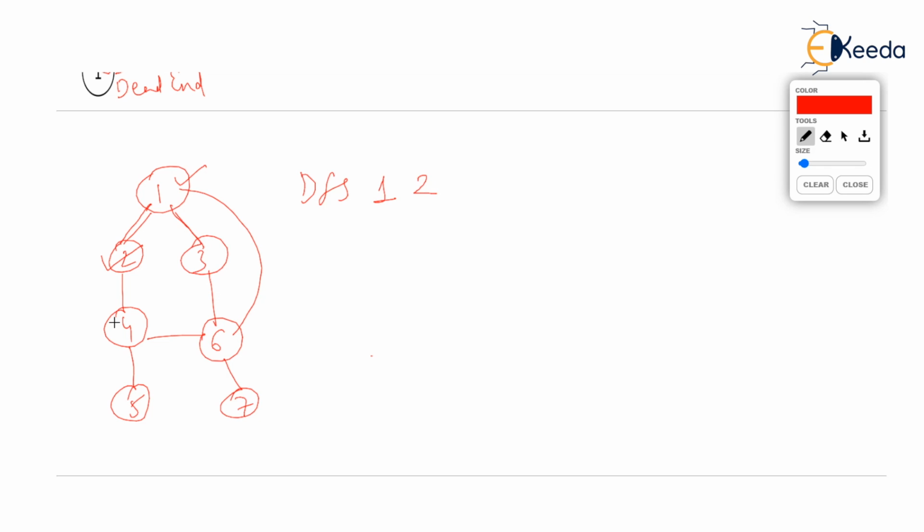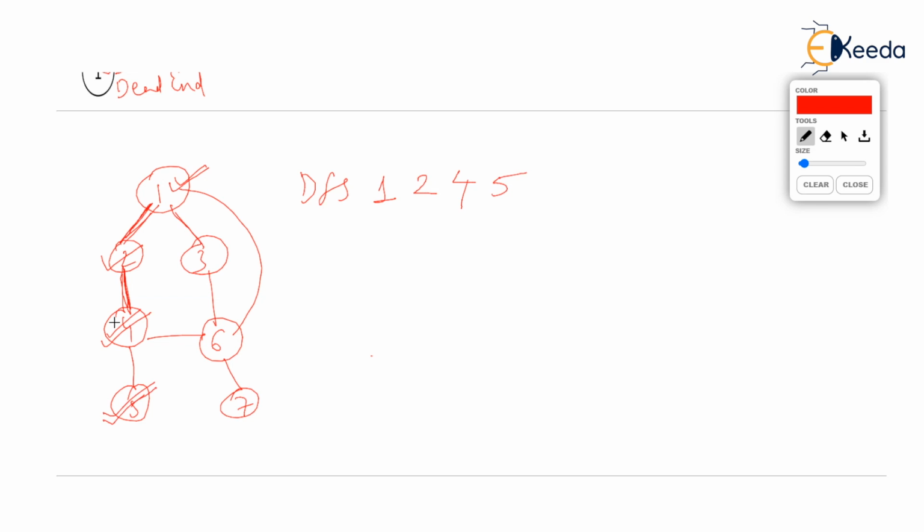Who are the neighbors of 2? Check, neighbors of 2 are 1 and 4. But among these neighbors, take the least numbered neighbor, which is 1, but 1 is already visited. So you consider the other least numbered neighbor, which is 4, and mark 4 as visited. Now repeat the process on 4. See the neighbors of 4: 2, 5, 6. 5 will be visited because it is least numbered and not visited.